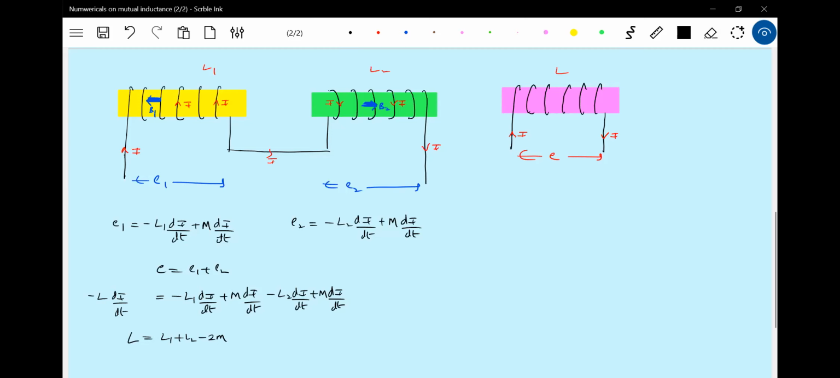Again, what is M? The effective self-inductance will be L1 plus L2 minus 2k under root L1 L2. Let us look at the values. What is the maximum value? L1 plus L2 plus 2k under root L1 L2. What is the minimum value? L1 plus L2 minus 2k under root L1 L2. So again, k depends upon x, just on x here.